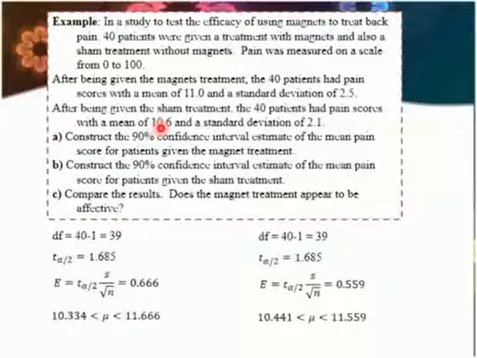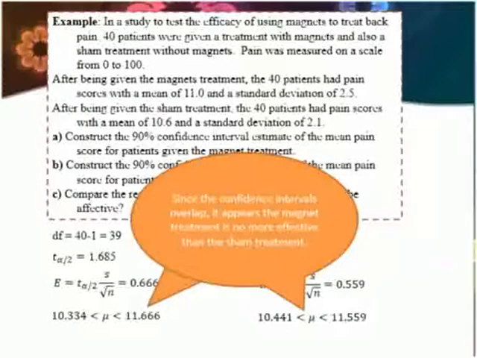Now comparing these results, notice how the intervals overlap, and by quite a bit. So since the confidence intervals overlap, it appears the magnet treatment is no more effective than the sham treatment.